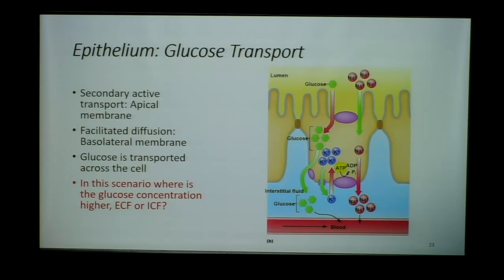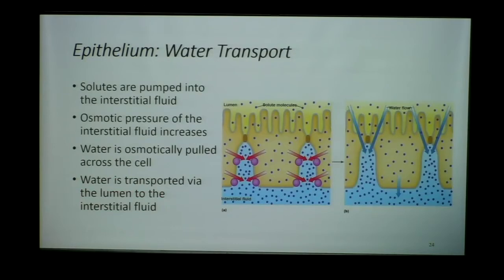Inside the cell, right? That is the gradient that is driving the movement of glucose out into the bloodstream, out into the extracellular environment. So the movement of glucose happens from a high concentration to a low concentration, downhill, spontaneous, passively. All right, so let's wrap up here by looking at water transport.